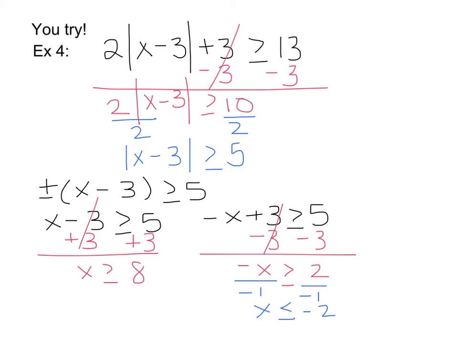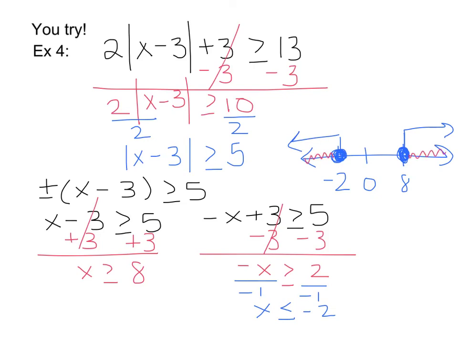So on our number line over here, I have 0. Positive 8 is going to get a colored in dot because it's greater than or equal to, and then everywhere to the right is greater than 8. And then negative 2 also gets a colored in dot because it's equal to. Where is it less than negative 2? Everywhere over here on the left-hand side. And remember, it's greater than, so it's either or is true.